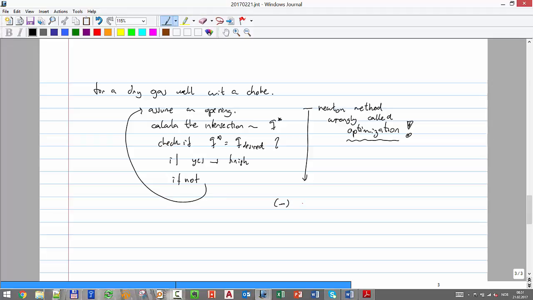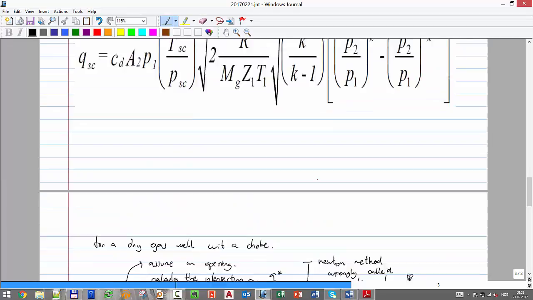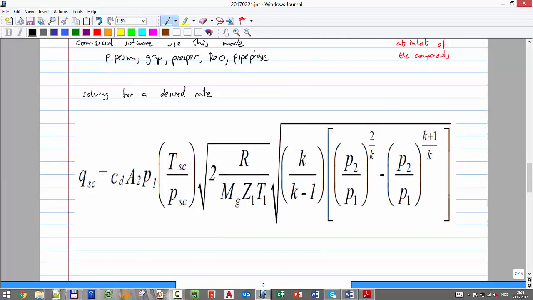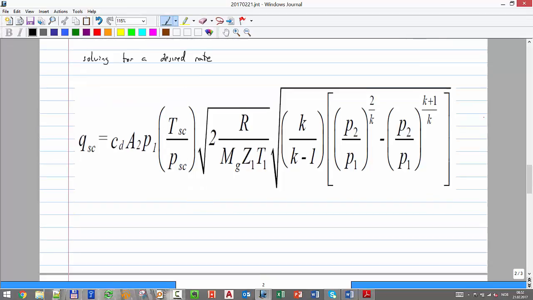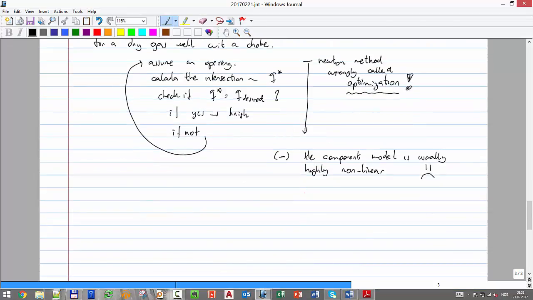But the negative point is that the component model is usually highly non-linear. Chokes, pumps are highly non-linear, so that's bad for the solver. Remember, if we add more non-linear equations to that Newton-Raphson, it becomes very heavy. Estimate the derivatives, you have all of these square roots, all of these ugly things that, if you assume a wrong value, it might diverge or it might not converge. And it takes more time to evaluate.